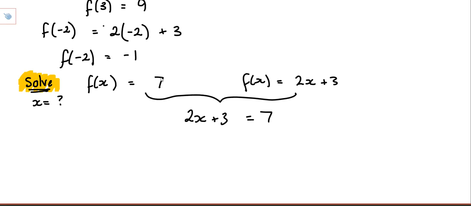What's the answer, by the way? 2. How do I find it? Inverse, okay. Do what first? Minus 3 on both sides. Minus 3 gives me 2x equals 4. And then divide by 2 on both sides. Divide by 2, and we get x equals 2.